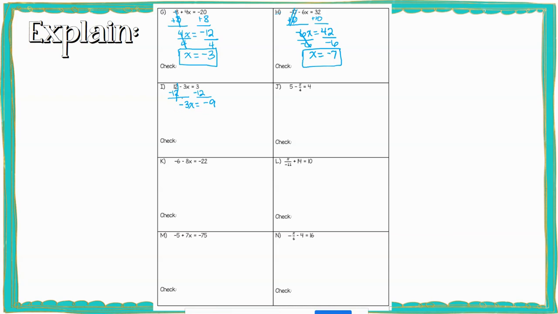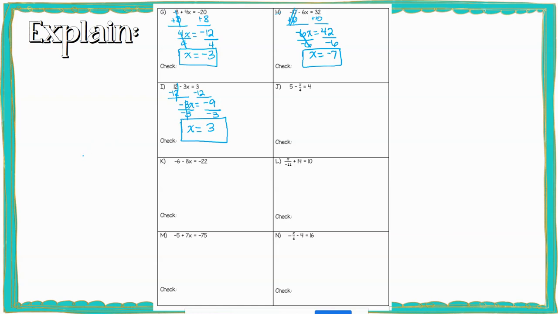Now I need to get x by itself by getting rid of this negative 3. Well, negative 3x means negative 3 times x. So the inverse of multiplying by negative 3 is dividing by negative 3, which I'm going to do on both sides of this equation. These will cancel to leave us with x equals, and negative 9 divided by negative 3 is positive 3. So x equals 3.